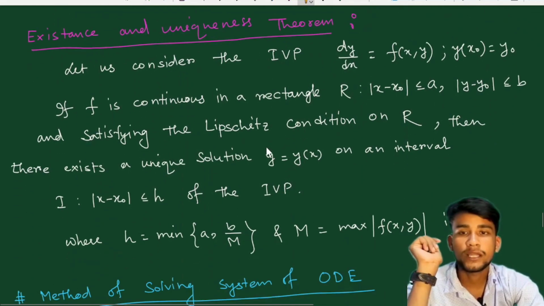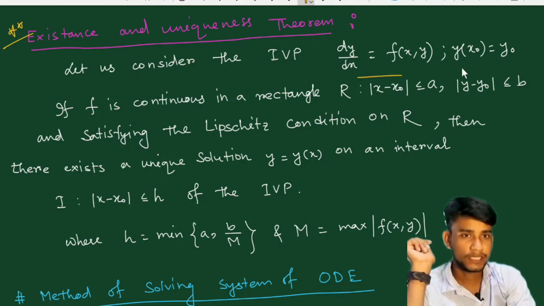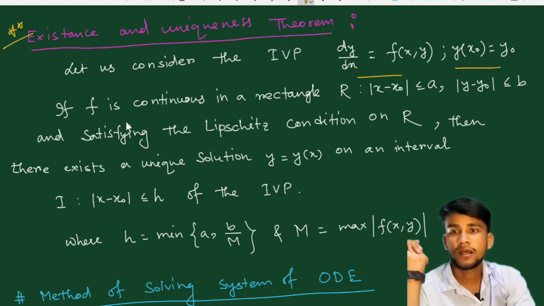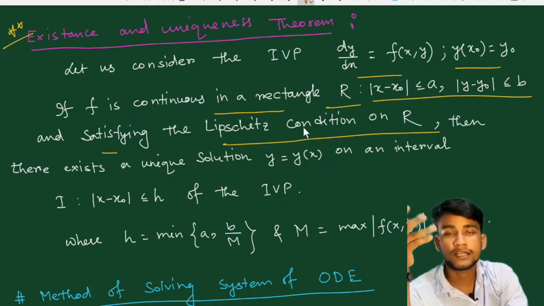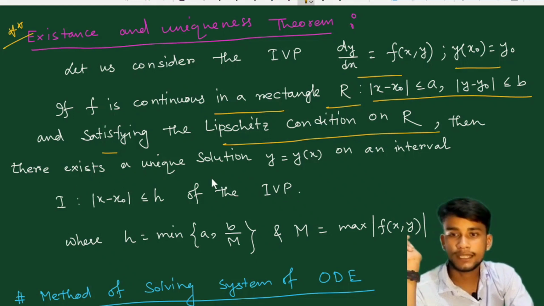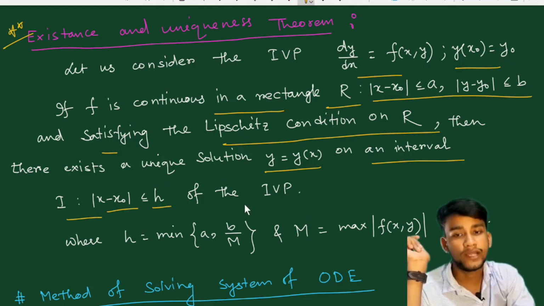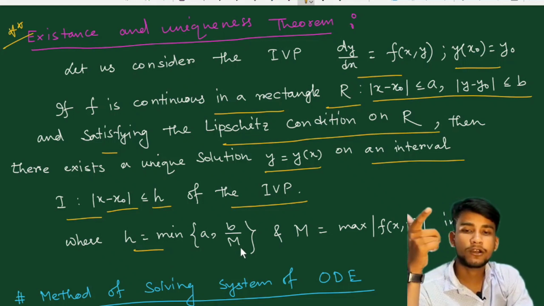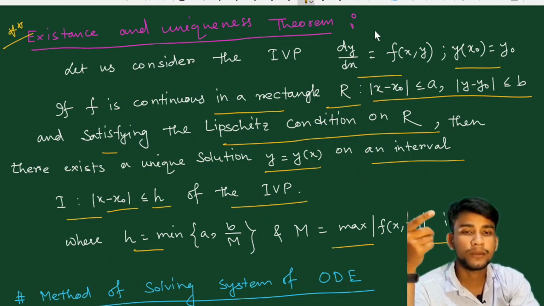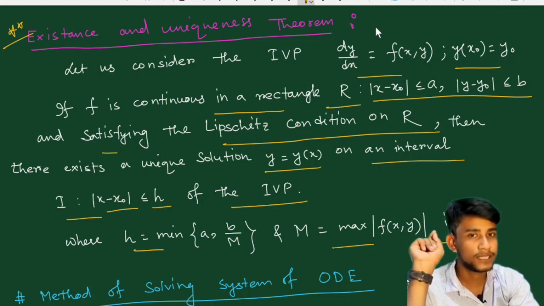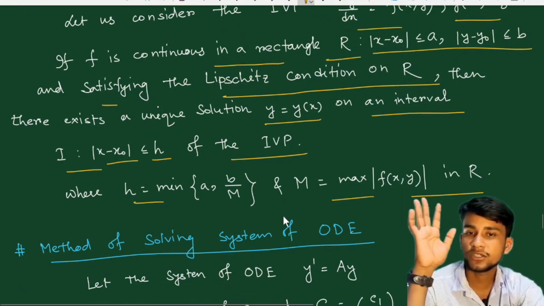Now we come to an important theorem, the existence and uniqueness theorem. Let us consider the IVP dy/dx equal to f(x, y), y at x0 equal to y0. If f is continuous in a rectangle R and satisfies the Lipschitz condition on R, then there exists a unique solution y equal to y(x) of the IVP on the interval I such that mod of x minus x0 is less than or equal to h, where h equal to minimum of a, b by M, and M is the maximum of mod f(x, y) in R. This is also known as the Picard existence and uniqueness theorem. Questions based on this theorem also come in the exams. This is an important topic.